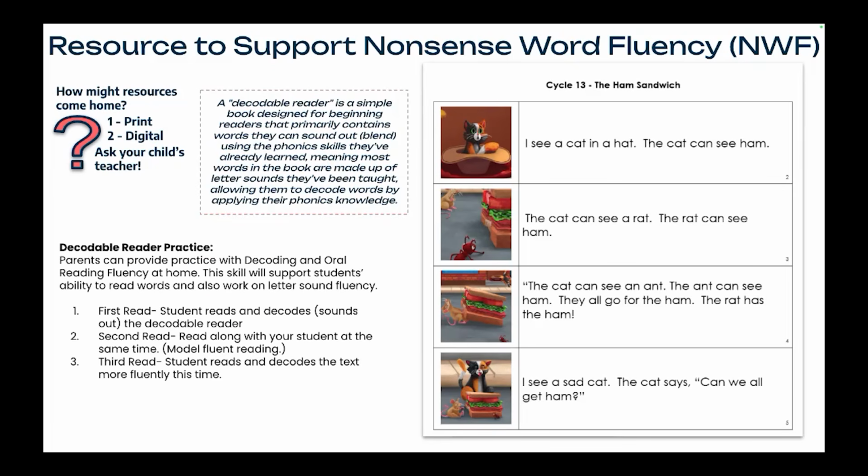When reading at home with your child, you can follow these 3 steps. On the first read, let your child read and decode or sound out the words. On the second read, you can read along with your child to model fluency. On the third read, let your child read the decodable to you again. Each time your child reads the decodable, his or her fluency will increase. Your child may revisit this story as often as you would like.